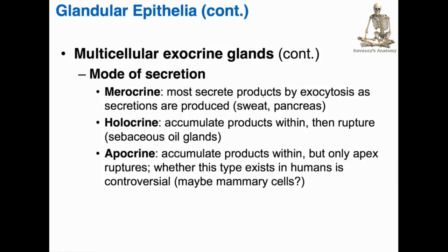Whether this type exists in humans or not is still controversial in nature, as no practical evidence has been found. But some authors assume that the mammary cells of human beings are apocrine in nature. But till now, if we talk about the sure things, only merocrine and holocrine glands are present in humans, which are confirmed. Apocrine is still a matter of controversy.